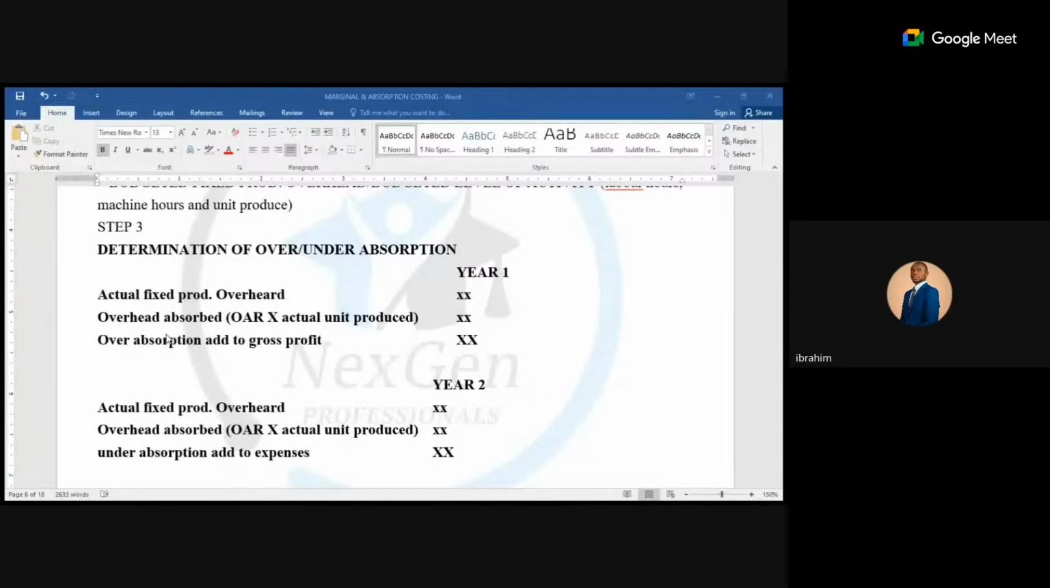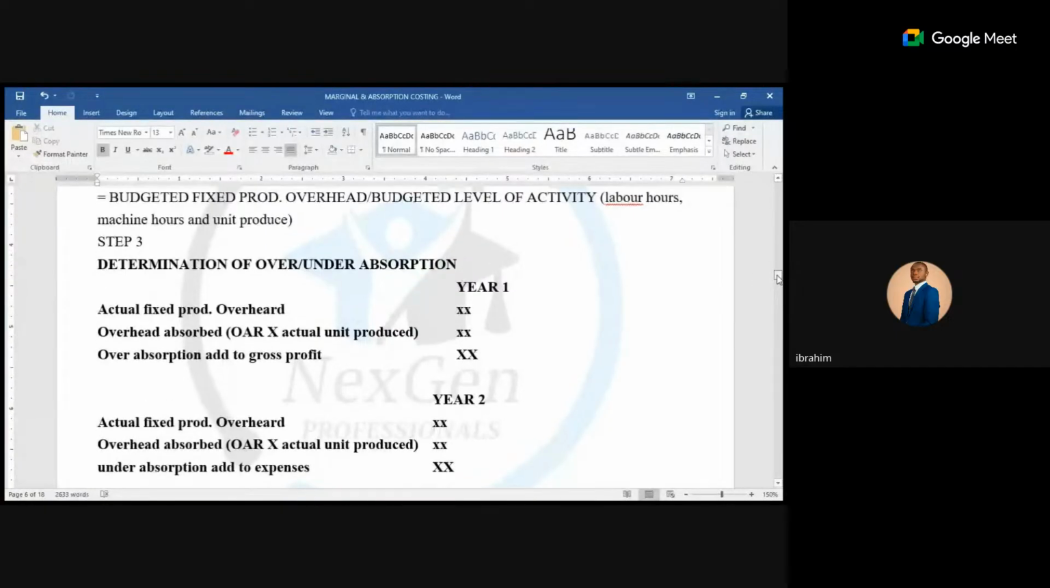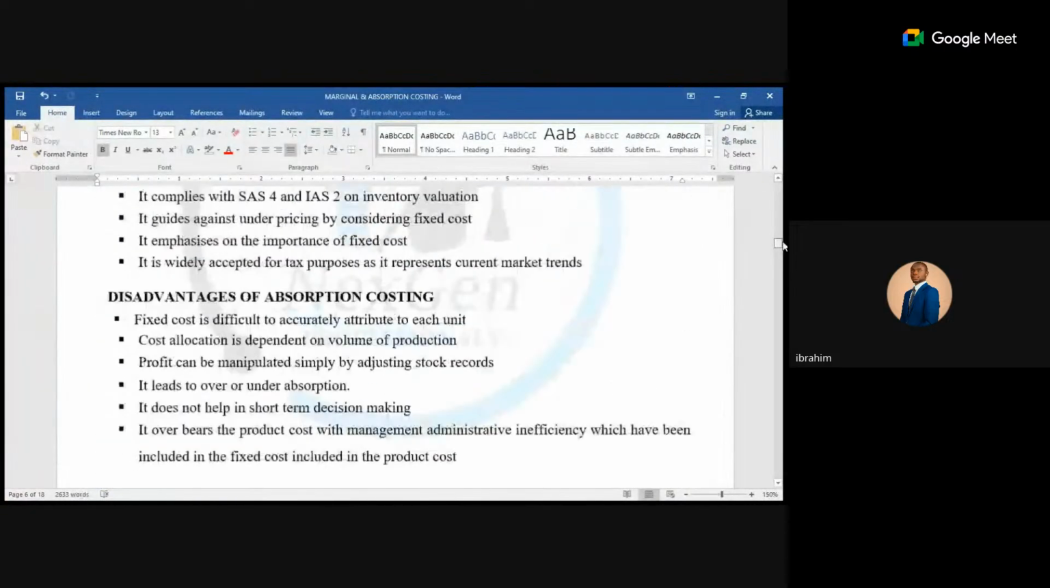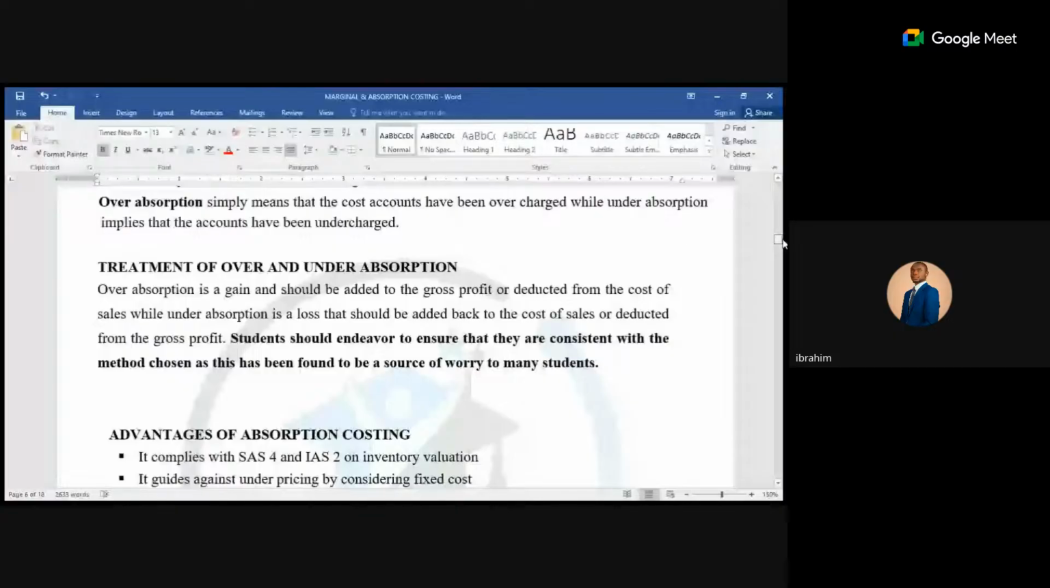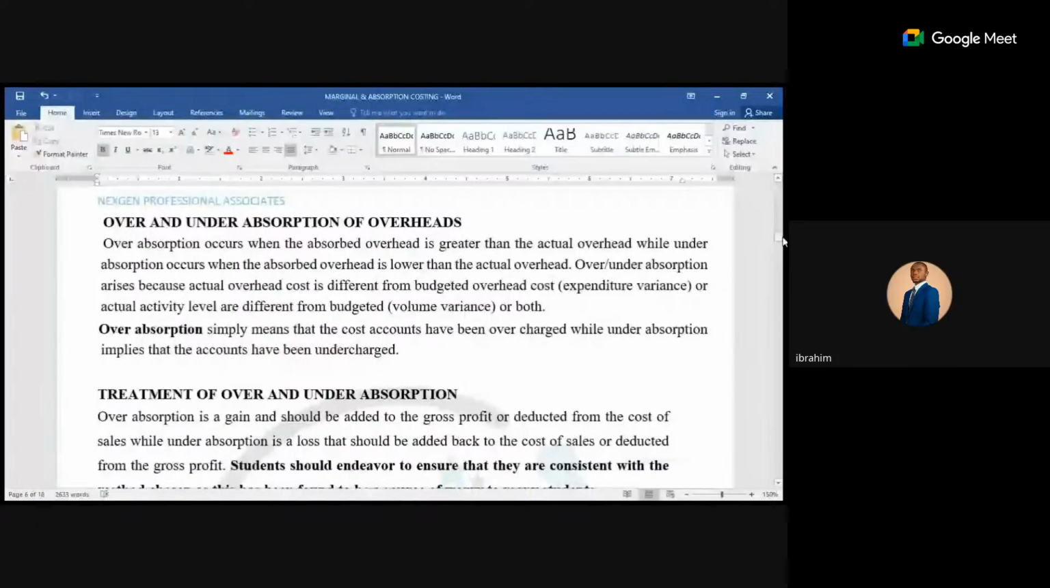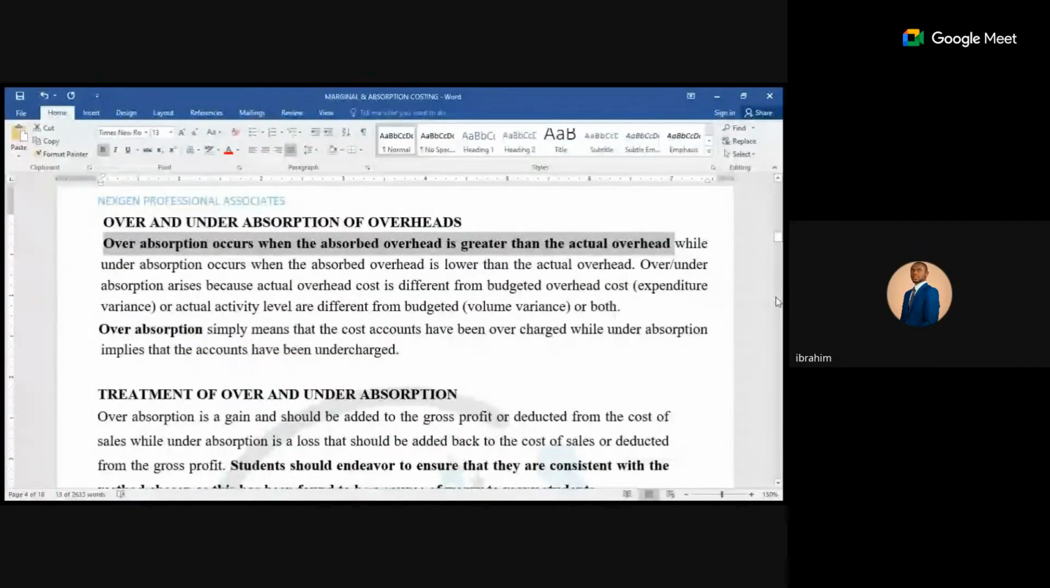So you cannot say over absorption. How do we determine the over absorption? Let's quickly go back and check. From the explanation, over absorption will be added as gain. Now, over absorption occurs when the absorbed overhead is greater than the actual. Class, when the absorbed overhead is greater than the actual.